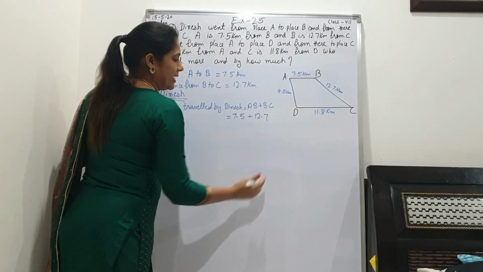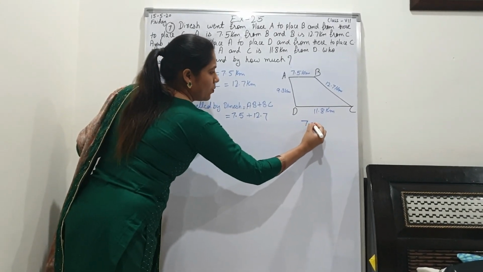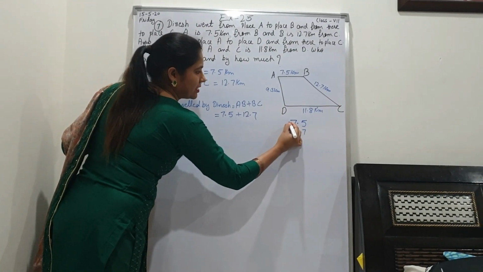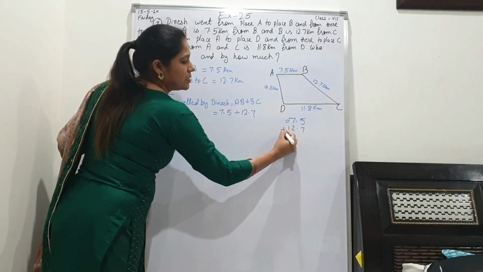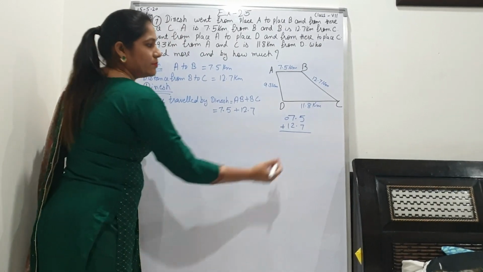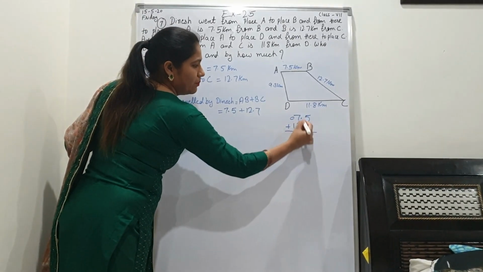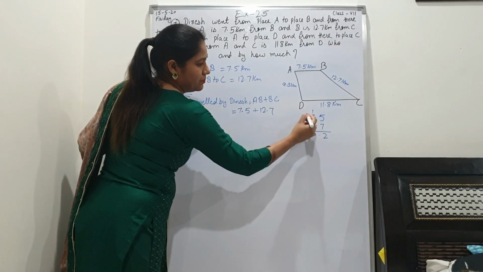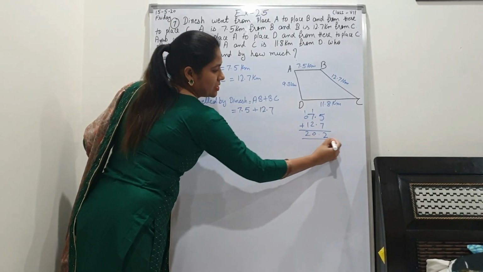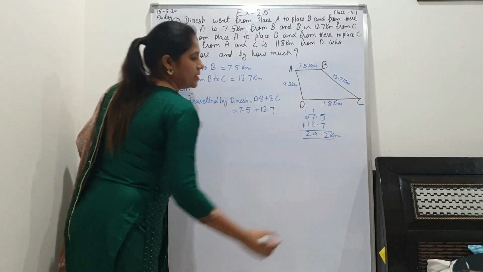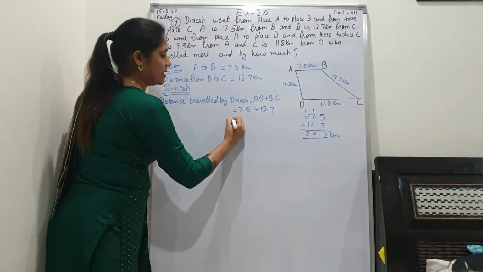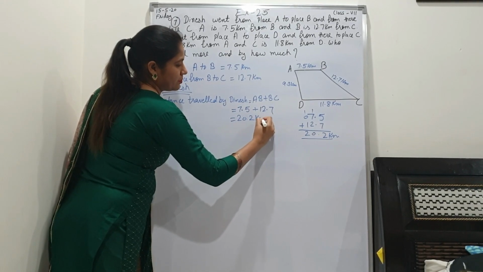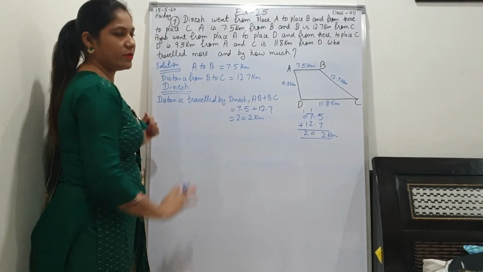Now we will add separately 7.5 and 12.7. Nothing is there, it means 0. Add them. 5 plus 7, 12, 1; 7 plus 2, 9, plus 1. So that is 20.2 kilometers. So we will write here, you have to show it, the distance traveled by Dinesh.